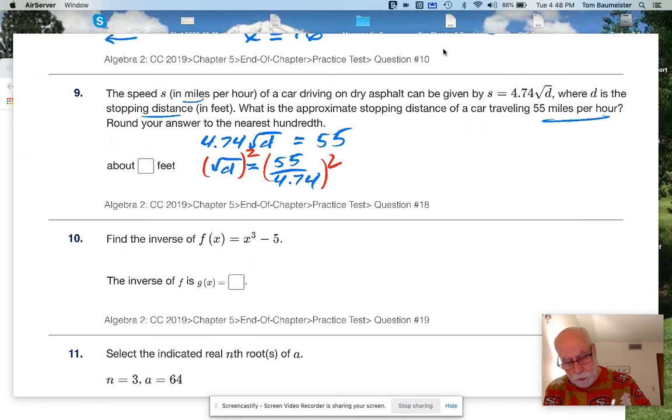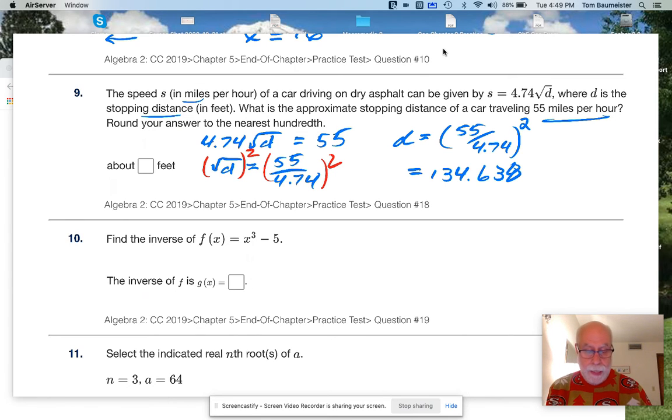So if I square both sides, I'll get that d is equal to 55 divided by 4.74, squared. And when I plug that in, I'll get 134.638 was the whole thing I got.